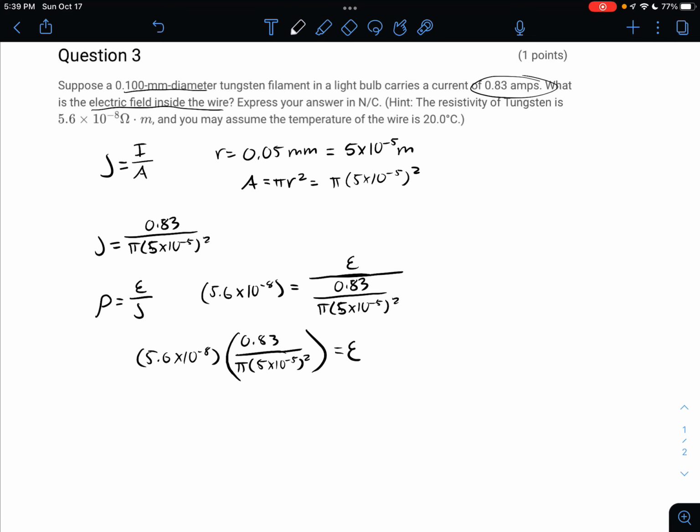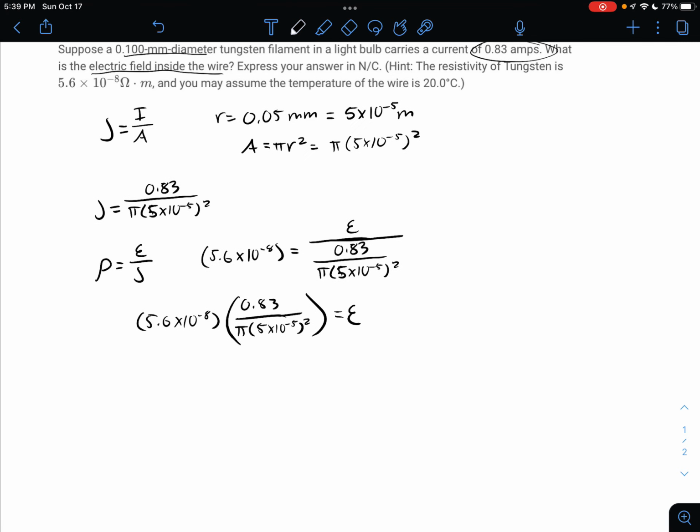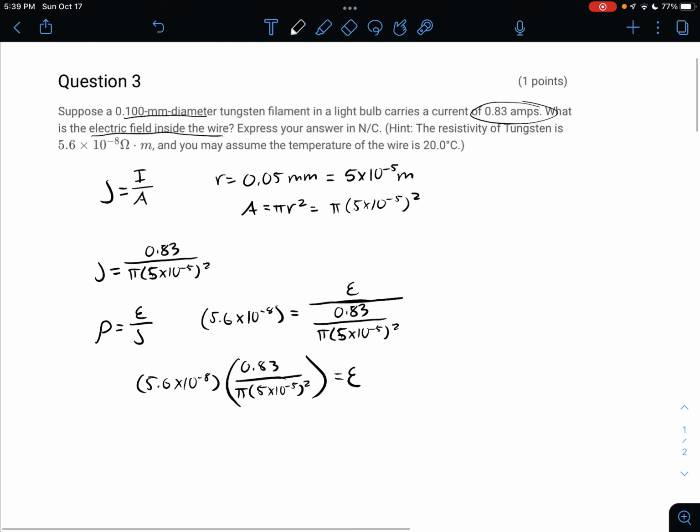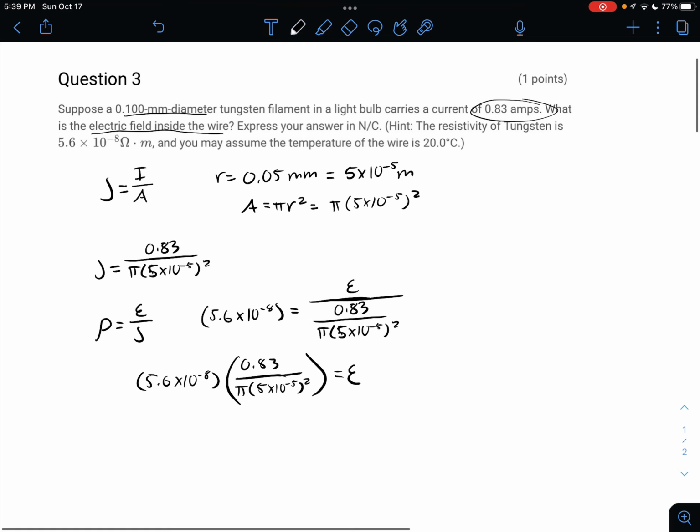However, on Kudu, I noticed this was a problem, at least to begin with. I don't know if they fixed it yet or not, because when I submitted this answer, it told me it was wrong. I checked all my math and I'm pretty confident in this one. So then I went back through, and instead of using 0.1 millimeters as the diameter, I just plugged this in as the radius, and that actually gave me the answer that Kudu marked as correct. In reality, when you're finding the area of a circle, you're using pi r squared, so you have to make sure that if you're given the diameter, you divide by 2.